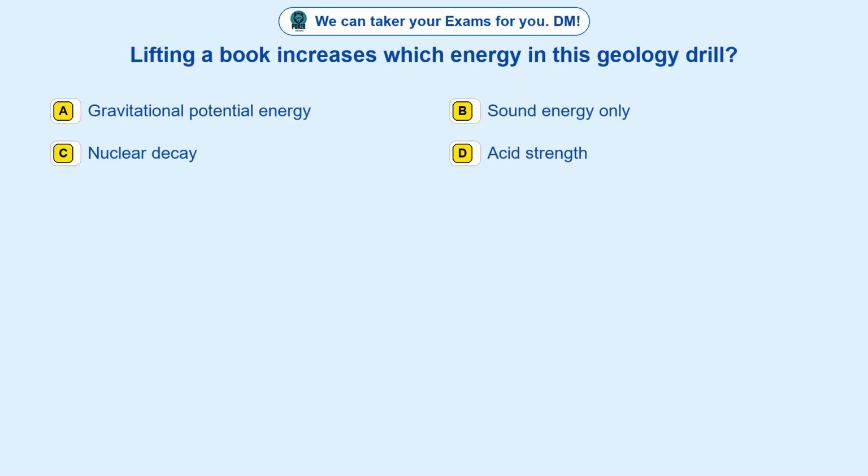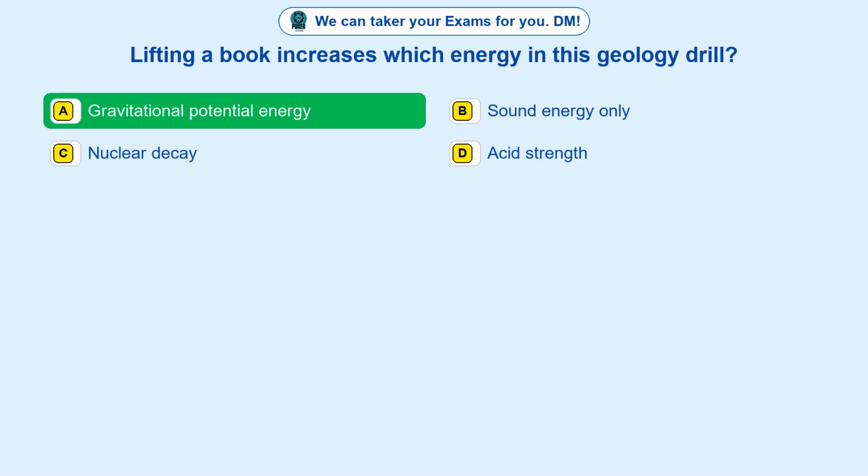Question 61. Lifting a book increases which energy in this geology drill? Option A, gravitational potential energy. Option B, sound energy only. Option C, nuclear decay. Option D, acid strength. The correct answer is option A, gravitational potential energy.